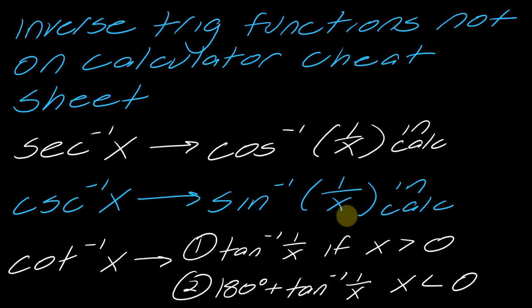And now here's the one that's totally going to mess with your head. Inverse cotangent actually breaks into two separate cases. If x is greater than 0, then you can just do inverse tangent of 1 over x. But if x is less than 0, then you have to do 180 degrees plus inverse tangent of 1 over x. And if you're in radians, then you have to convert this to radians, so this would be pi.